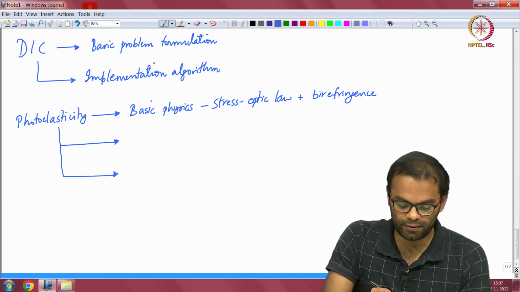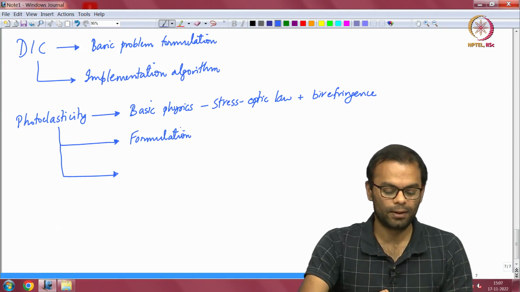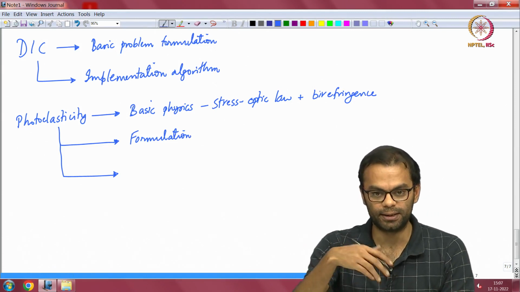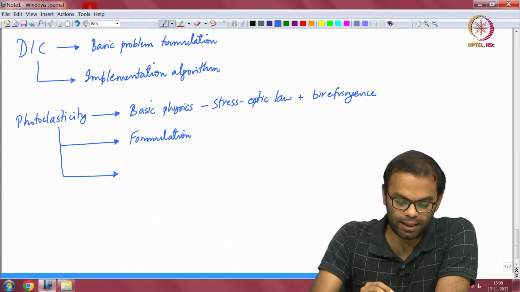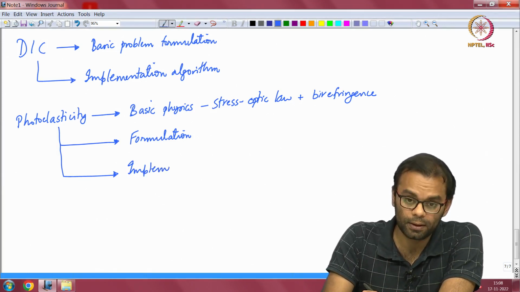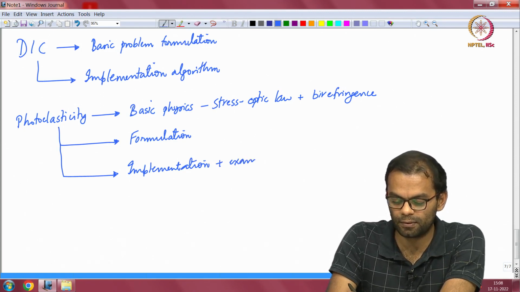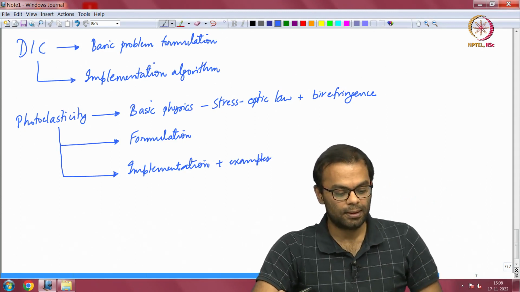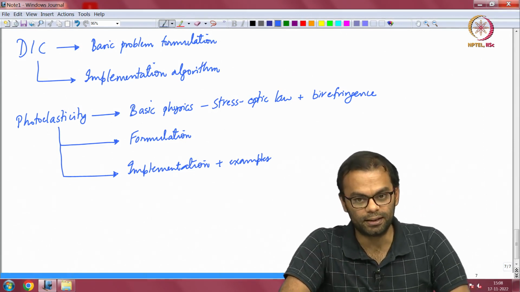Then, following that, we will have a formulation, and I will show you how to derive the equations, basically for quarter wave plate, half wave plate, things like that. We will discuss all of that here, and then I will show you an implementation plus some examples of how you can actually use them for a very specific problem. Again, the hope is that at the end of this you understand the basic idea behind photoelasticity and how you can implement it on your own.